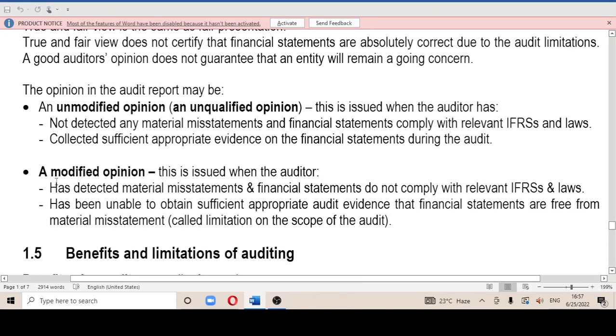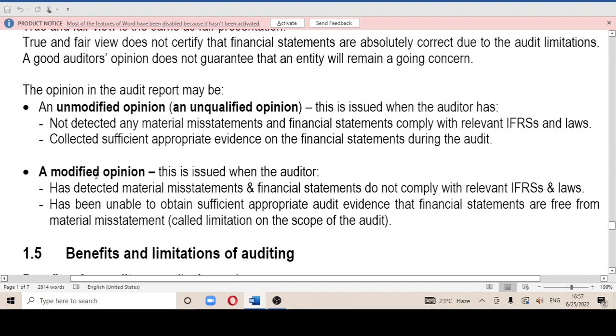So the opinion in the audit report may be an unmodified opinion or a modified opinion. The unmodified opinion is the good report, and the modified opinion is a bad report. So why is the unmodified opinion a good report? It is because they detect no material misstatements, and the financial statements comply with the relevant IFRSs and the laws. So as you can see, this is issued when the auditor, as we have looked at in the first one, and two, has collected sufficient appropriate evidence on the financial statements during the audit.